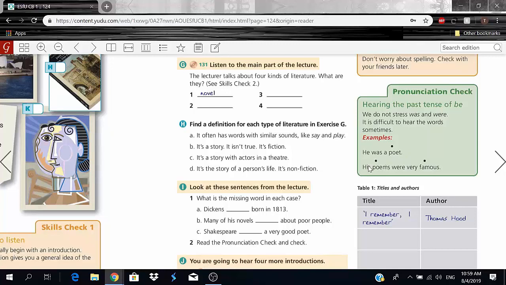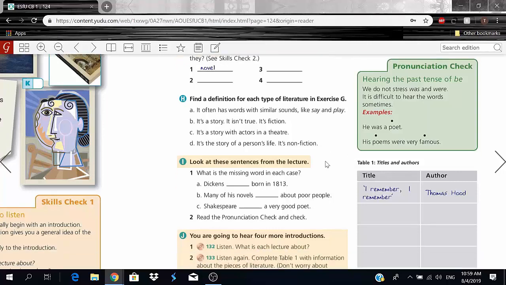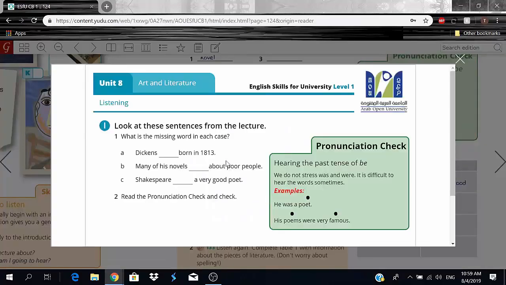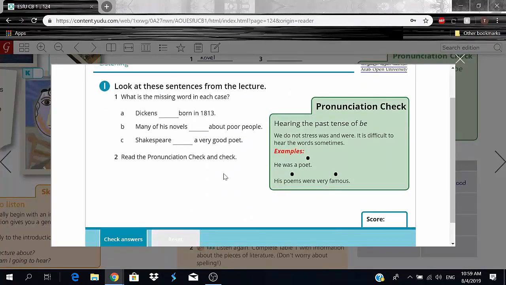Okay, "his poems were very famous." I don't say "his poems WERE very famous." It's difficult anyway to hear the word. Just pass through it: "his poems were very famous." You can always rewind the video and practice your pronunciation, which is also what I always recommend to you guys. Okay, so here we have: look at the sentences from the lecture, and what is the missing word in each case? Obviously, it's the past tense of to be.